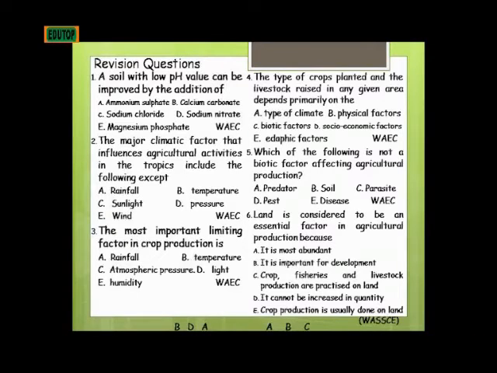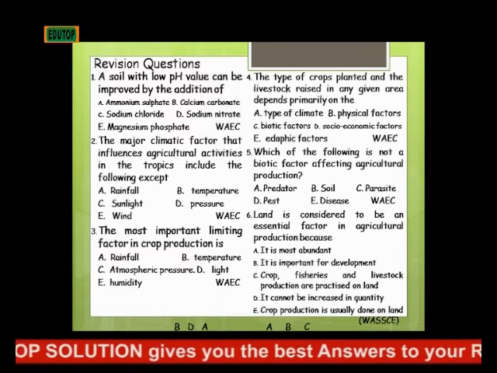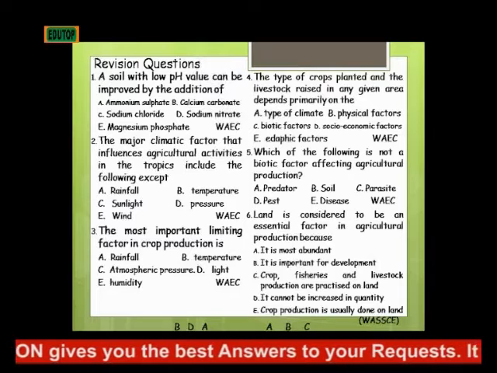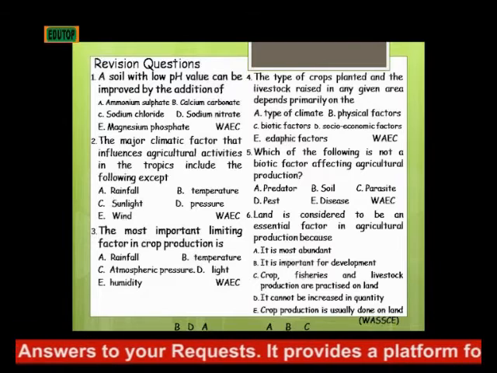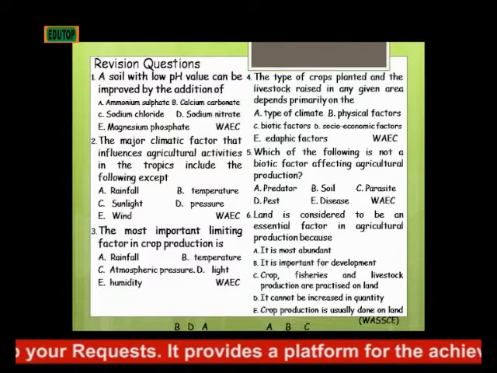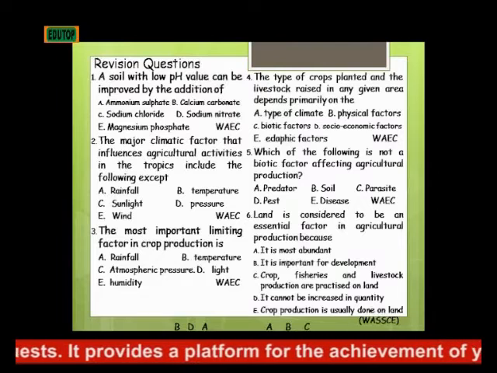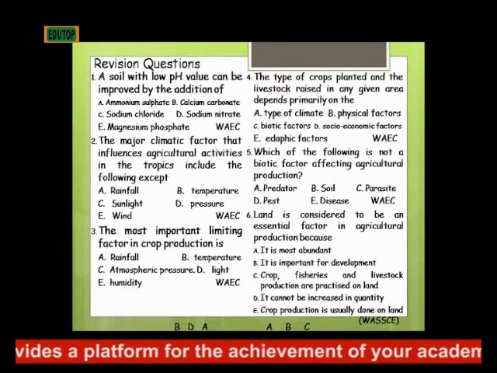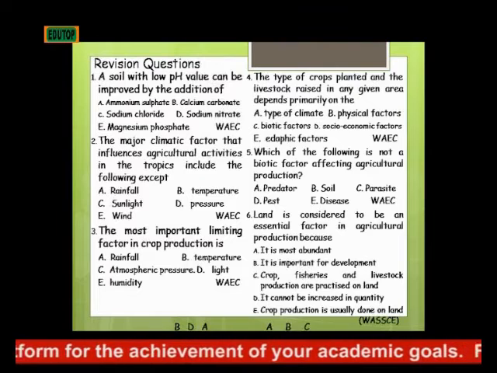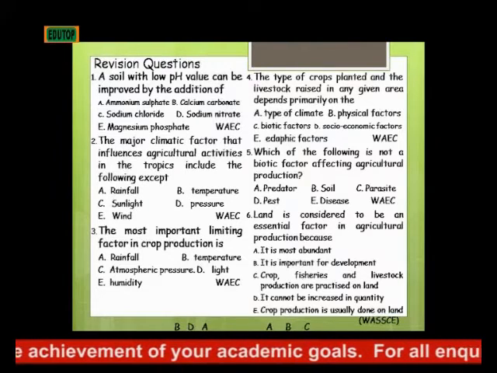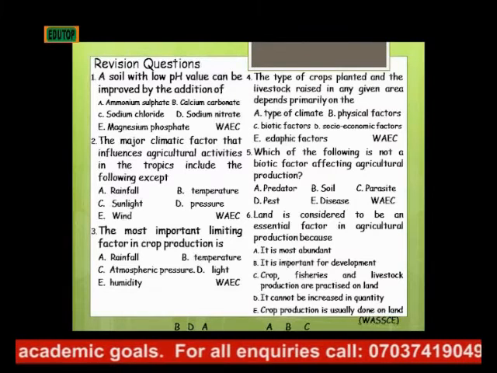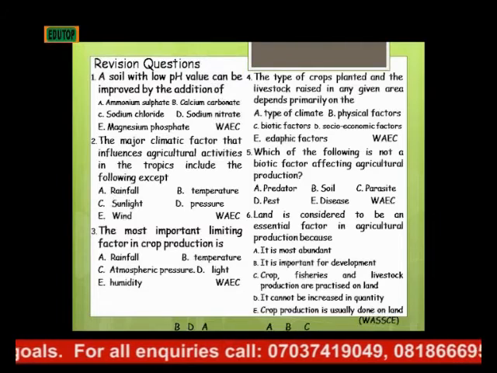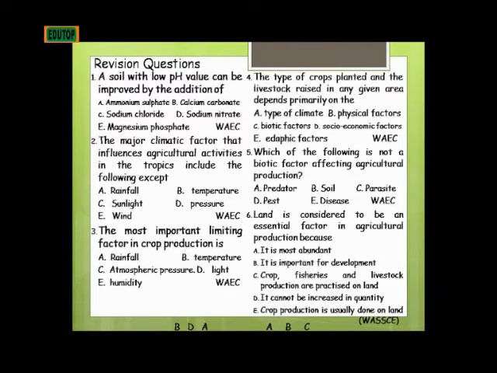Then the 6th question says that land is considered to be an essential factor in agricultural production because A. it is most abundant, B. it is important for development, C. crops, fisheries, and livestock production are practiced on land, D. it cannot be increased in quantity, E. crop production is usually done on land. The answer is C. Crop, fisheries, and livestock production are practiced on land.